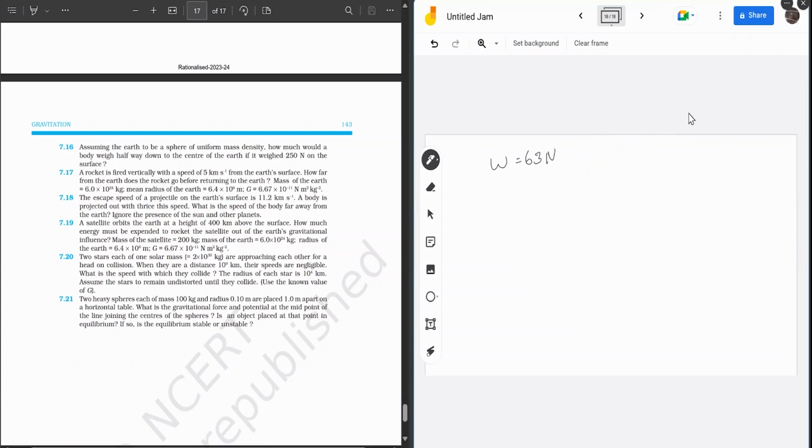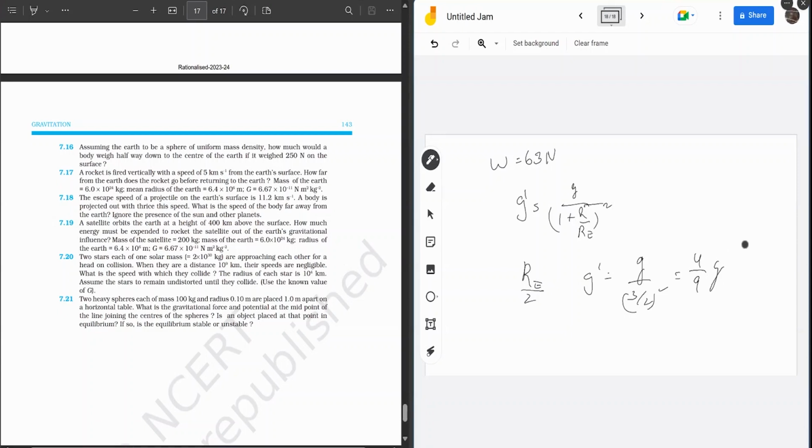We know that acceleration due to gravity at height h from the Earth's surface is g dash is equal to g by (1 plus h by R) whole square. Now for h equal to Re by 2, g dash will become g by (3 by 2) whole square, which is 4 by 9 g.